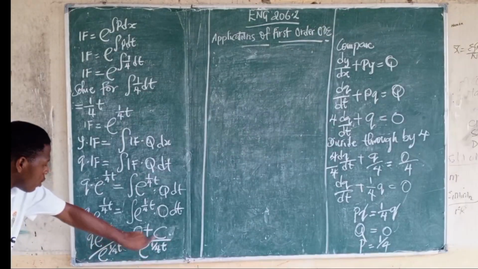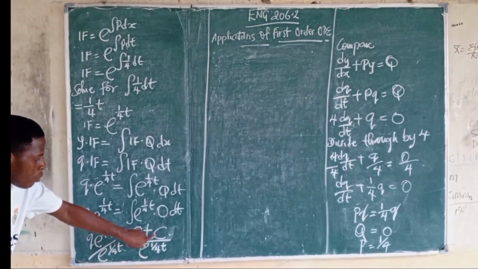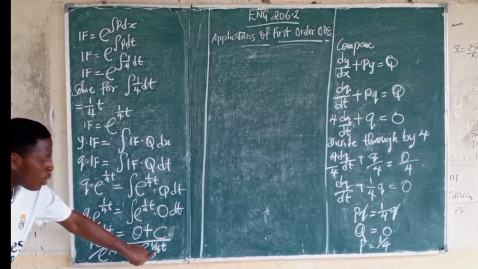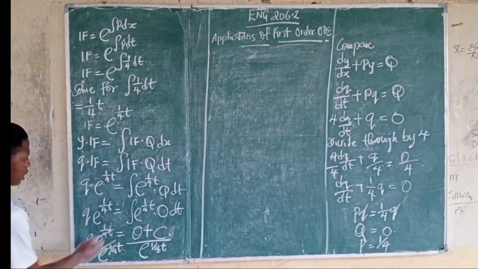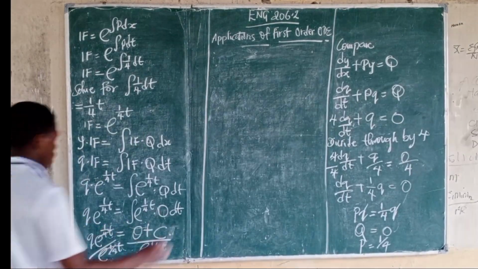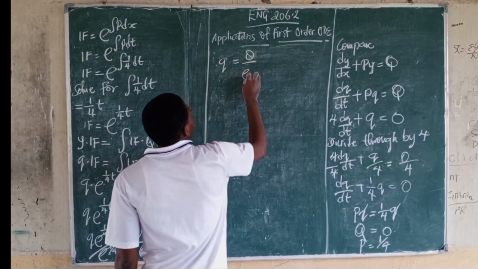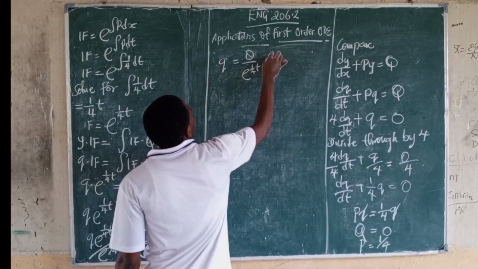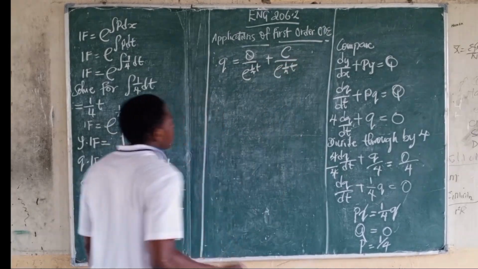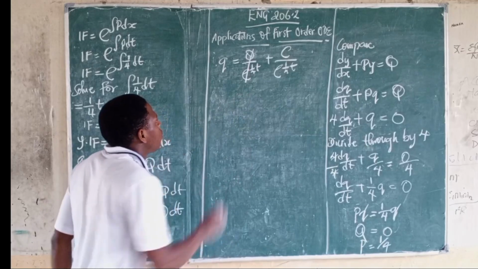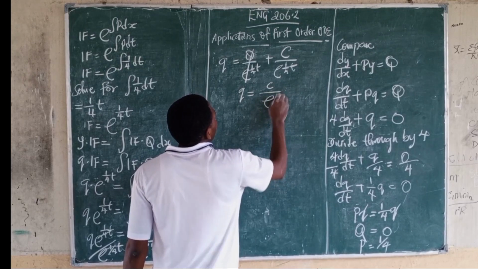Now, if you do that to this equation, this will be what? 0 over exponential 1 over 4t plus c over exponential 1 over 4t. Now, if you do that to this equation, you will simply have this to cancel this. And on this right hand side, you are left with what? Q is equal to 0 divided by exponential 1 over 4t plus c over exponential 1 over 4t. What do we do? This is already 0. So you are left with q equal to what? C exponential 1 over 4t.